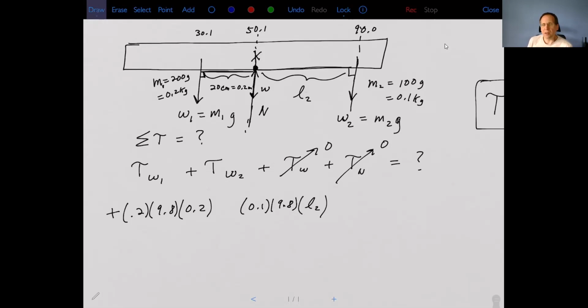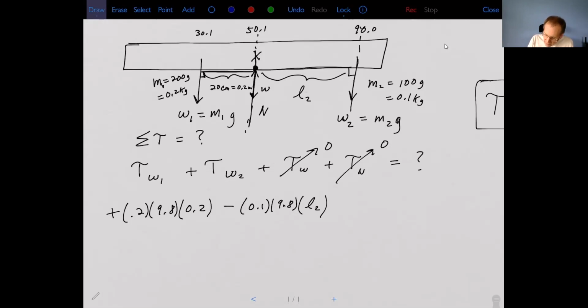Now, is the torque due to W2 positive or negative? Well, imagine that W2 is the only force acting. How would it rotate the meter stick? It would rotate it clockwise, right? If you were to pull down on W2, the meter stick would rotate clockwise around the point of rotation. Therefore, this is going to be negative.